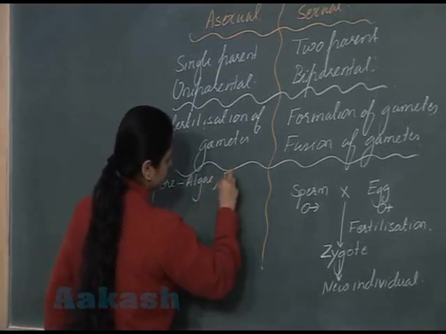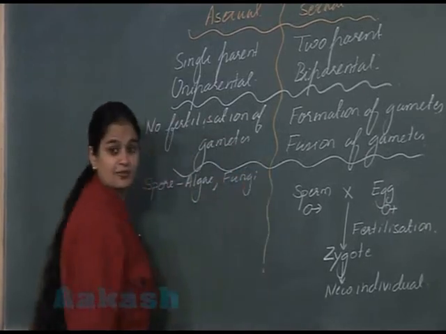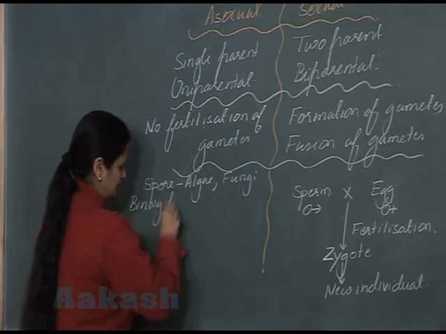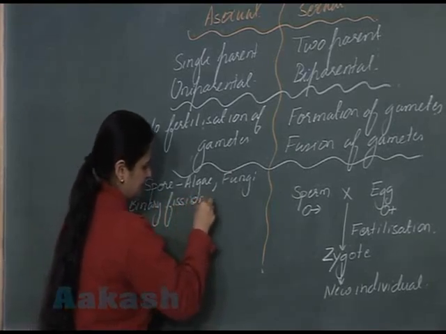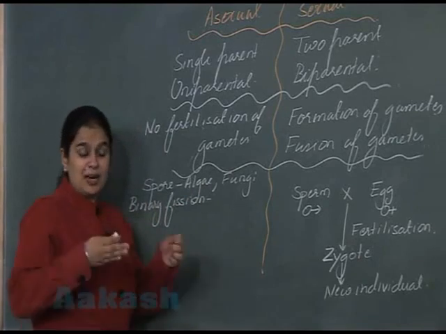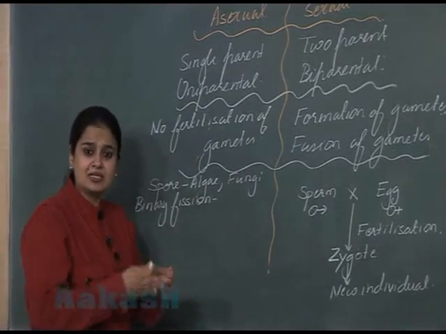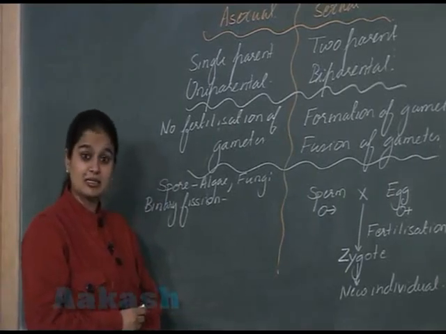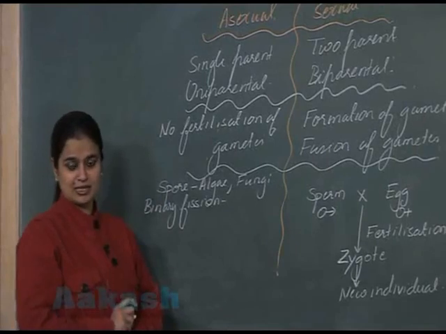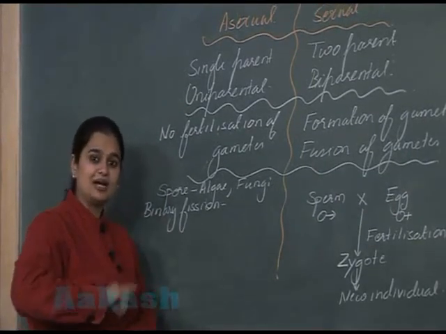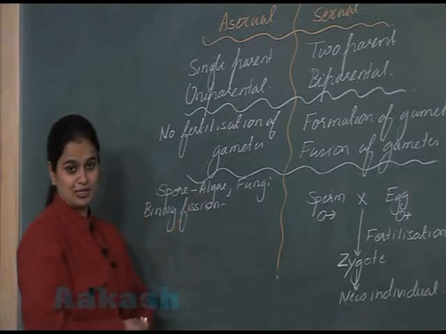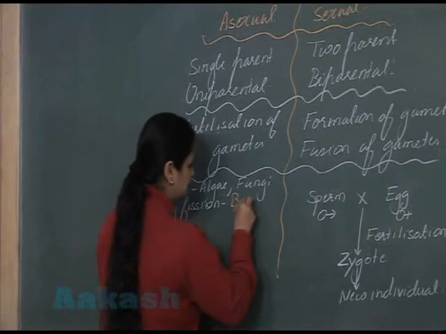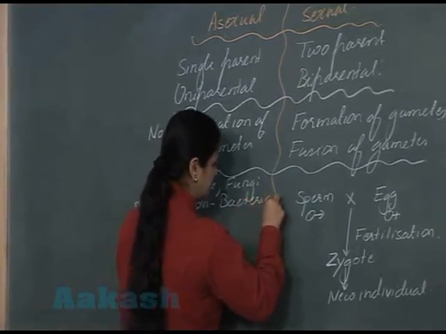Algae, fungi. Along with that, another one is binary fission. In binary fission, the parental cell divides and results in the formation of two daughter cells. Yes, it occurs in unicellular organisms where the parental cell divides and forms two daughter cells. So can you cite certain examples? Yes, binary fission is seen in bacteria.